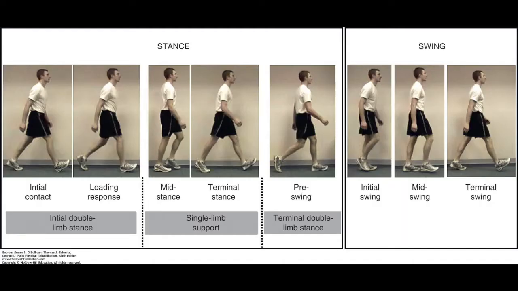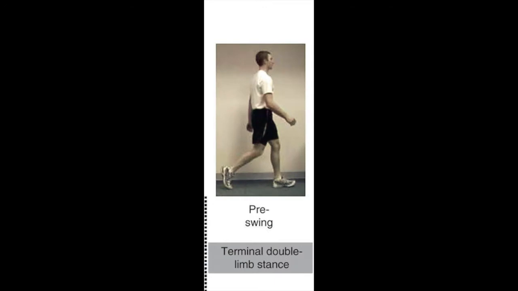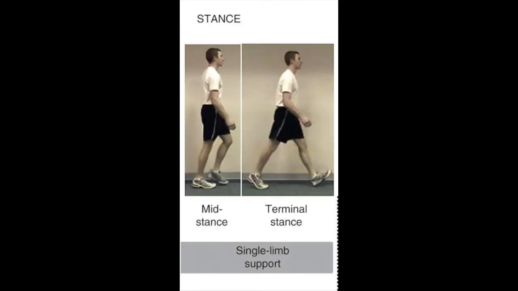Double limb support during the gait cycle occurs when one limb makes initial contact and the other limb is leaving the floor. There are two periods of double limb support during the gait cycle, each lasting for about 11%, for a total of 22% of the cycle. The first period of double limb support occurs during the initial contact or heel strike phase and loading response or foot flat phase. The second period occurs during the pre-swing or toe off phase. The body is in single limb support for almost 80% of the cycle.